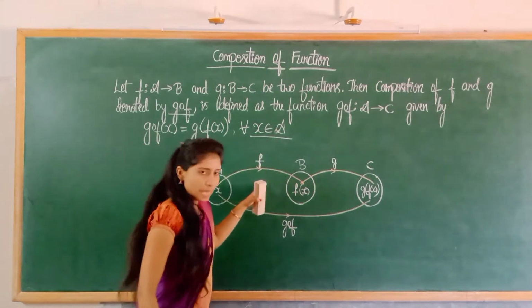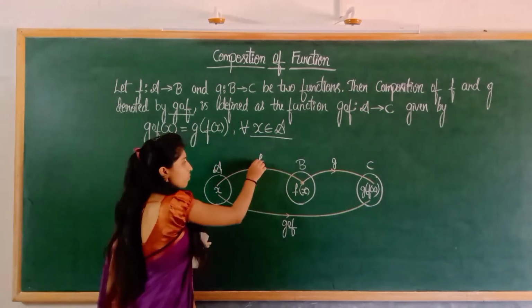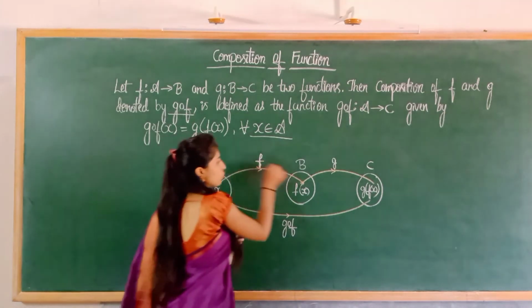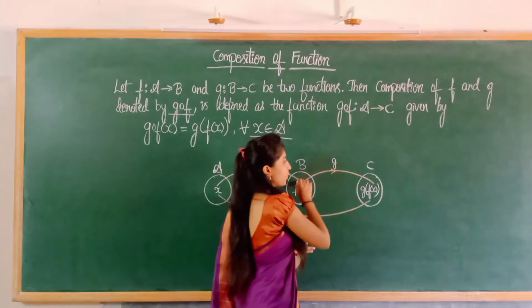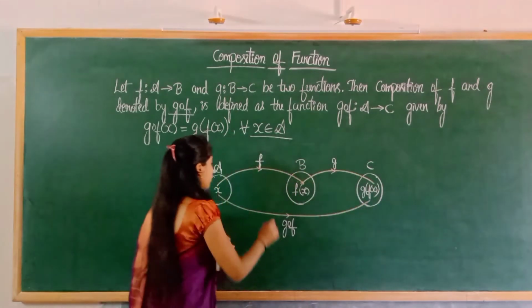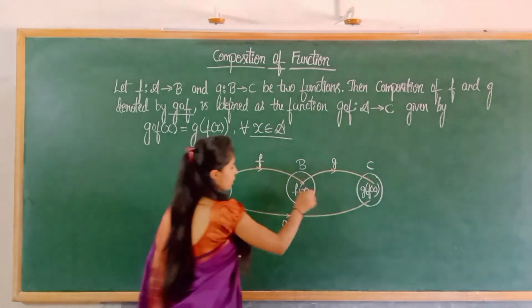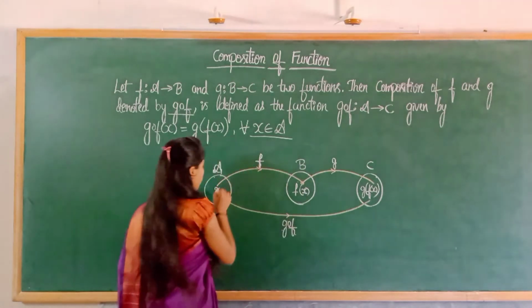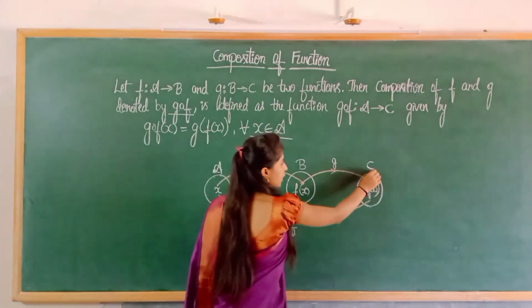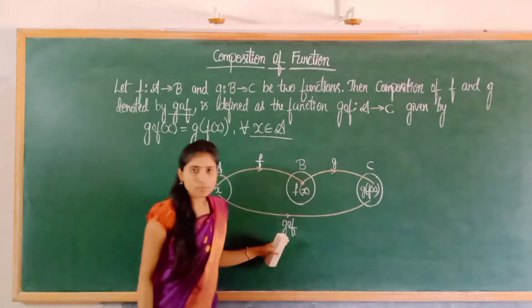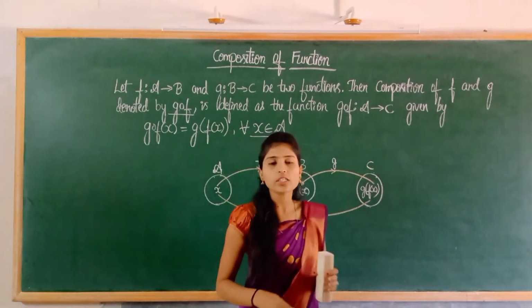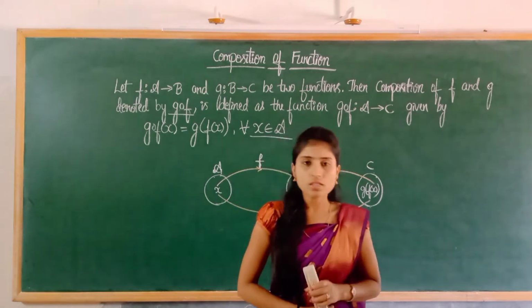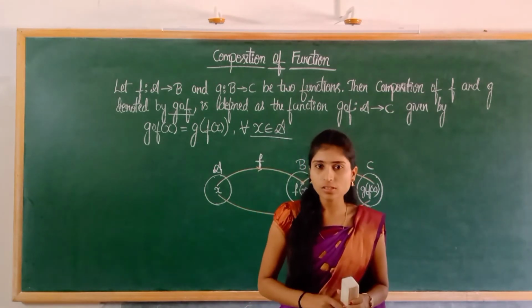Diagrammatically, this is function f from A to B and function g from B to C, and then the g composition f function from A to C. This is our composition of function, converting two or more functions into a single function. Now let us solve some example problems on this.